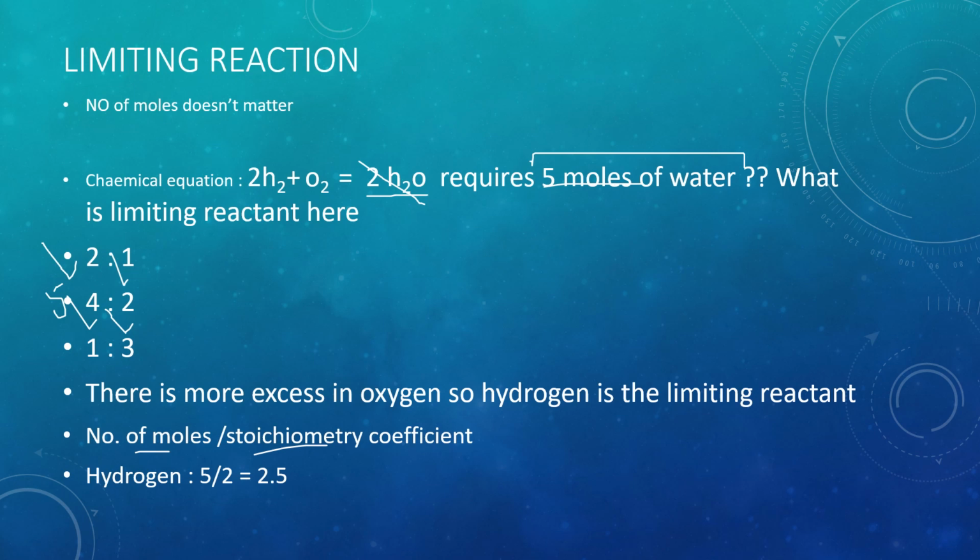So here in the hydrogen we have 2 moles and we have to produce 5 moles. When we divide that, we get the answer 2.5. But in the oxygen, we divide 5 by 1 because we have 1 mole of the oxygen. So when we divide that, we have 5. Now here, which has more excess? The oxygen has more excess. So here the limiting reactant is hydrogen, with 2.5.